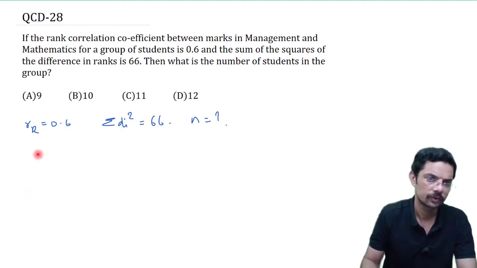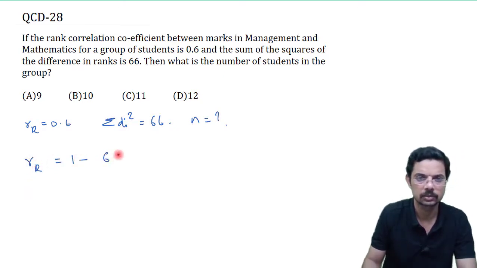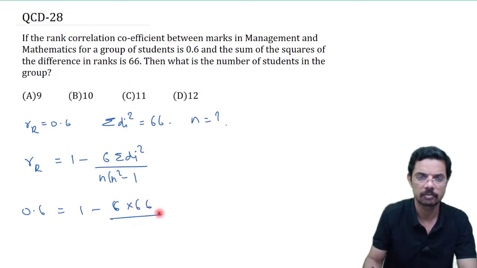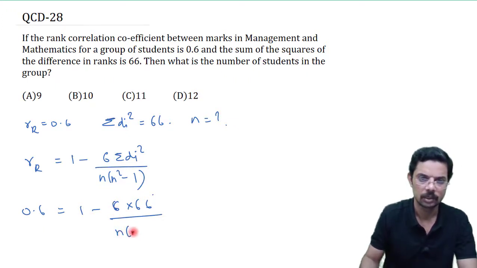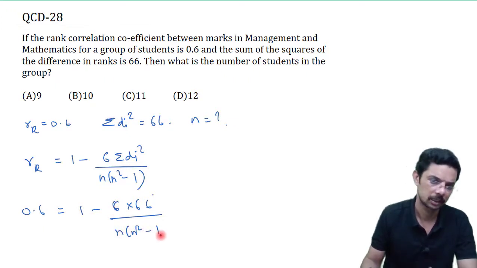Okay, so we know that rank correlation coefficient RR is equal to 1 minus 6 into sigma di square divided by n into n square minus 1. Okay, RR is equal to 0.6 equal to 1 minus 6 into sigma di square, which is 66, divided by n into n cube minus n, or we can say that it is n into n square minus 1. Let me take it like that.